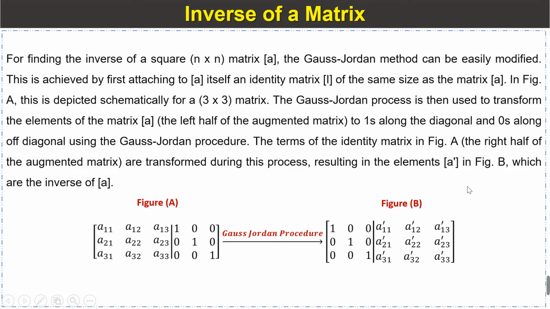In figure B we can see that the left half is transformed into the identity matrix, and the right half is transformed into the inverse, the matrix A prime, which is the inverse of the matrix A. Okay, so this is very simple way to find the inverse of a matrix using the Gauss-Jordan elimination method, and let's solve an example related to this one.